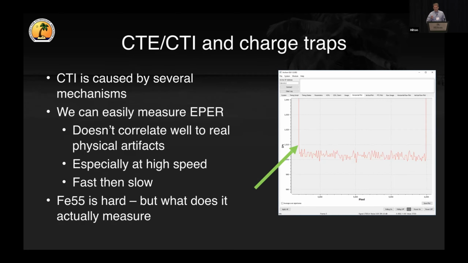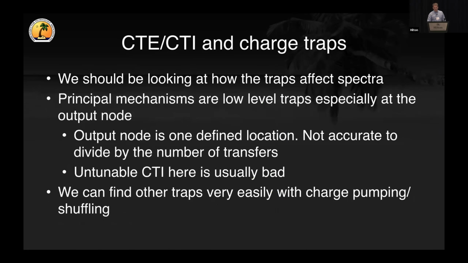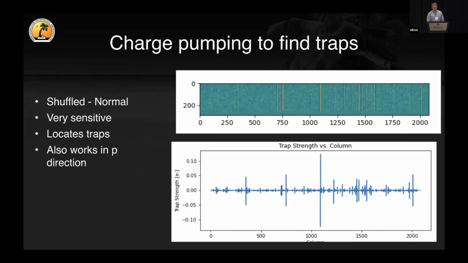I kind of feel like this is a global measurement of a localized phenomenon, and that's not really what we need to be doing. So I'm looking at measuring traps on the individual pixels within the serial register and the individual pixels within the image array. And I do this by shuffling charge back and forth.